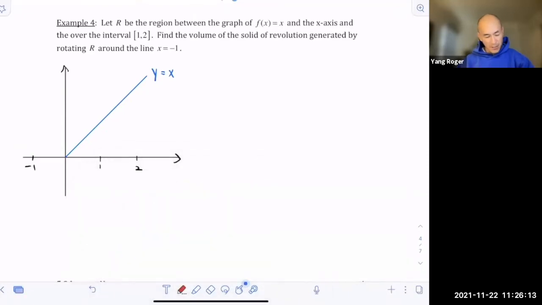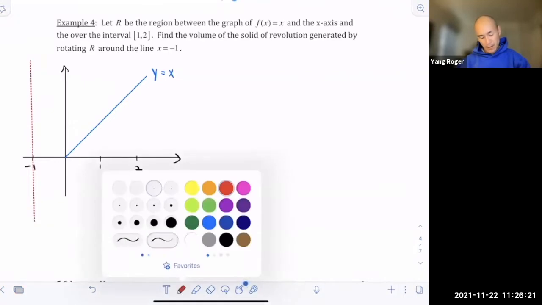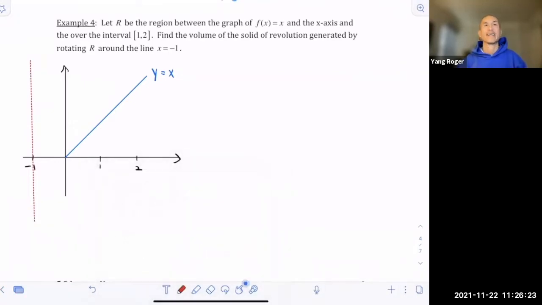Here's our first example where we're not doing it about an x-axis or a y-axis. So we're going about here. Okay, let's do this. First question, is this a dx or dy? dx.